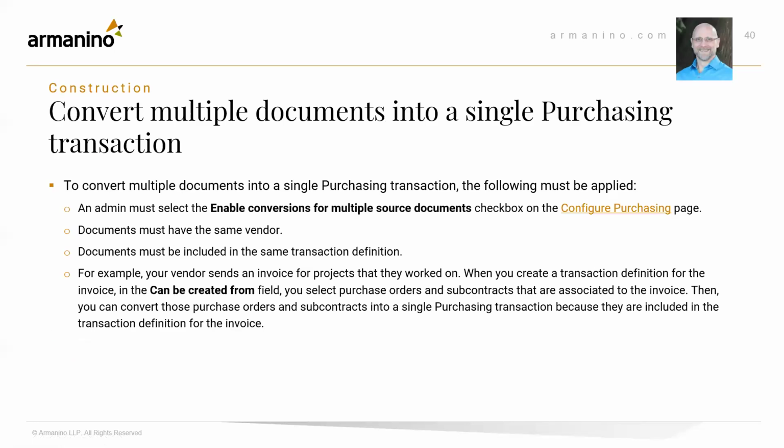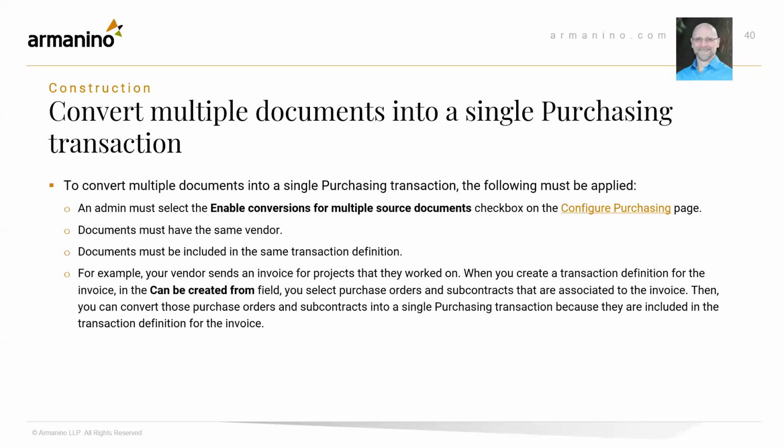This is just saying an admin must select the enable conversions for multiple source documents checkbox on the configure purchasing page. Again, if that's not showing up for you, you have to go in and check that off for you. Documents must have the same vendor. Documents must be included in the same transaction definition. And for example, your vendors, and then they give an example. And I think you guys can probably think of many examples.